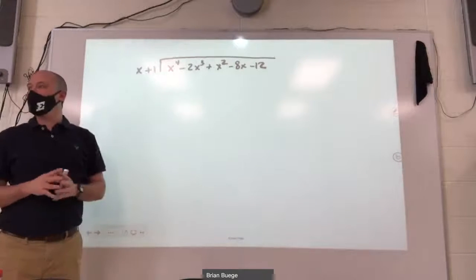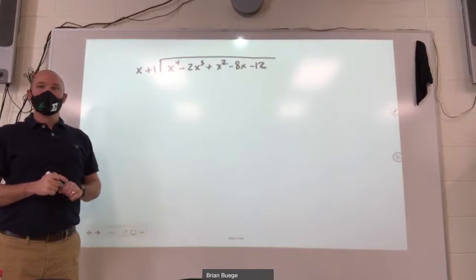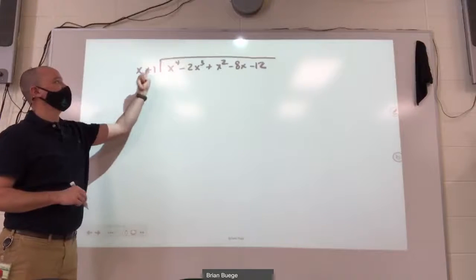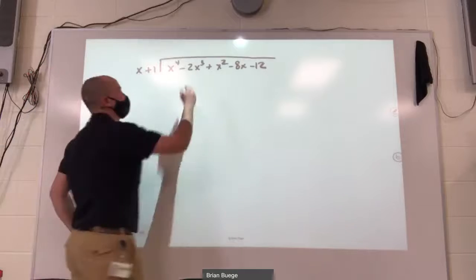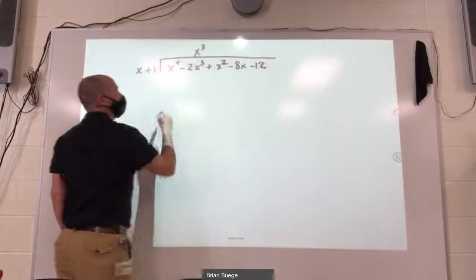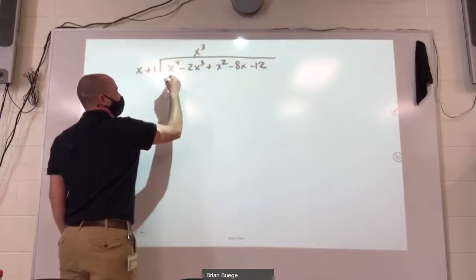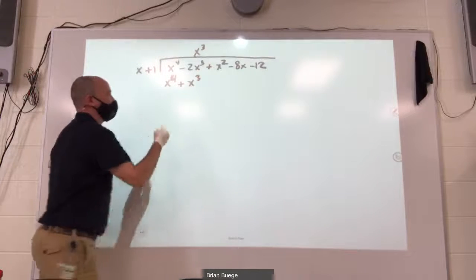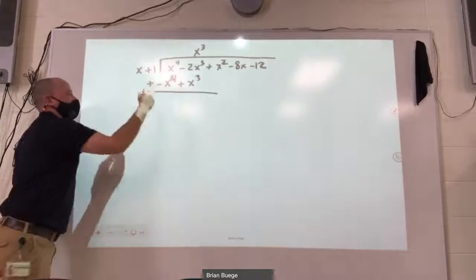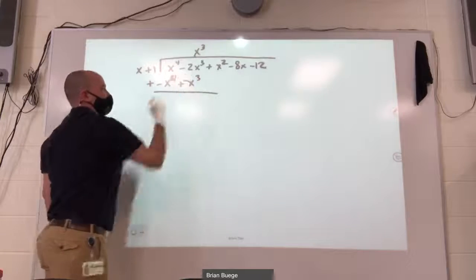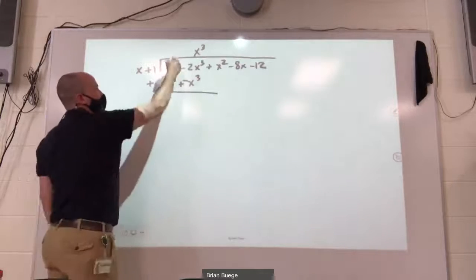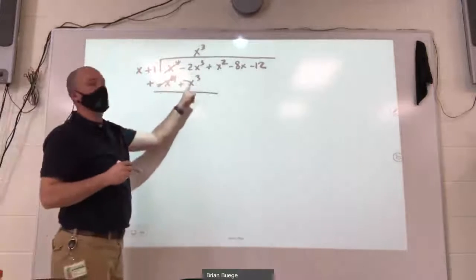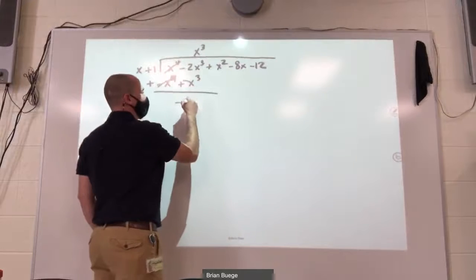What's the first thing going up top? What do I multiply by? X cubed. If I multiply it by x cubed, I will get x to the fourth. And we distribute x cubed: x to the fourth plus x cubed. And add the opposite. There we go. X to the fourth and negative x to the fourth cancel out. Negative 2x cubed and a negative x cubed give me a negative 3x cubed.